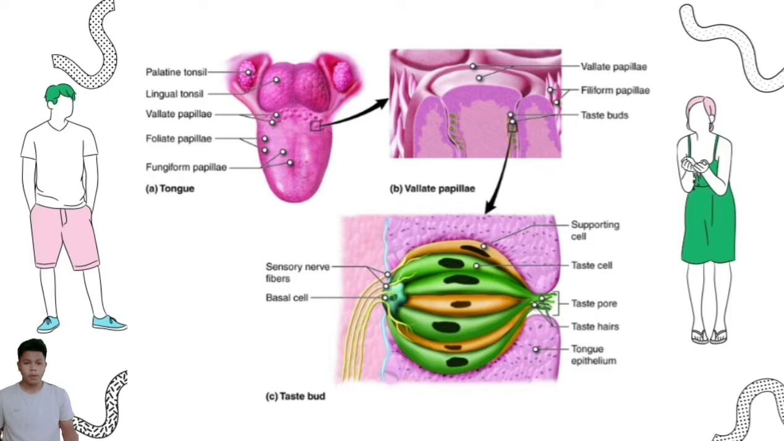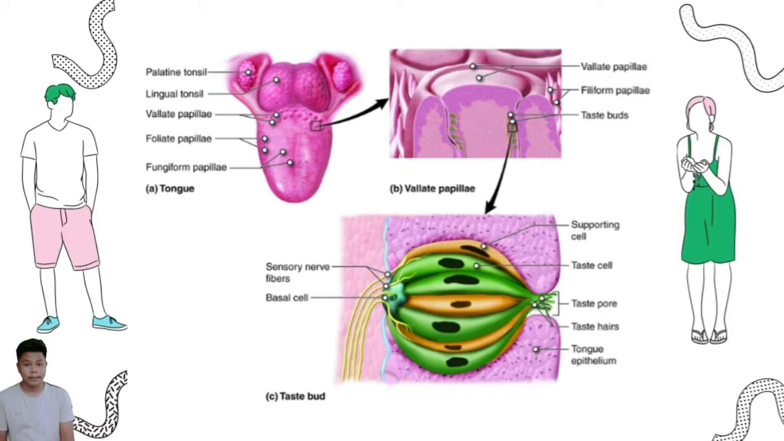So, what are those small bumps on the top of our tongue? They are actually called papillae. The tongue is covered with thousands of small bumps called papillae, which are very visible to the naked eye. Within each papilla are hundreds of taste buds. You know what? There are three types of papillae.